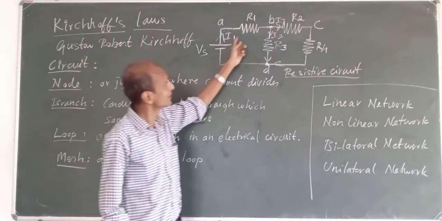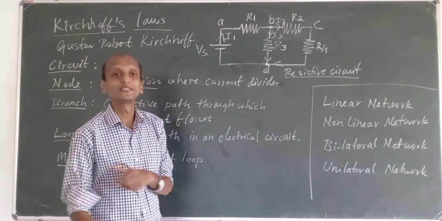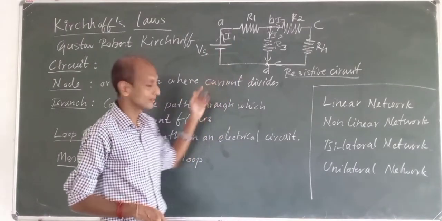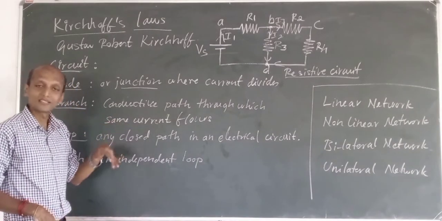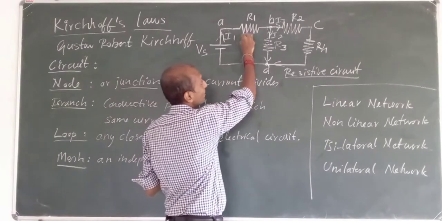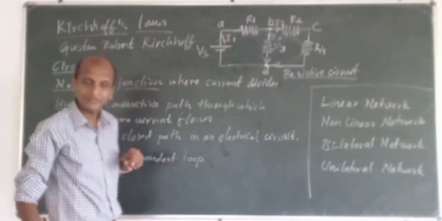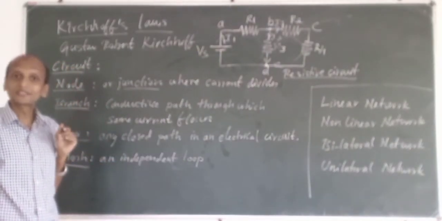So the same current should flow through that conductive path, then we call that a branch of the circuit. Here we have one branch, here we have another branch. Likewise we have different branches for a circuit.